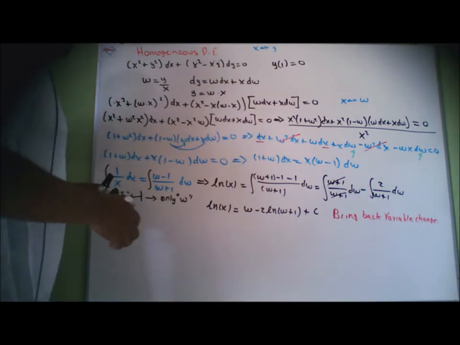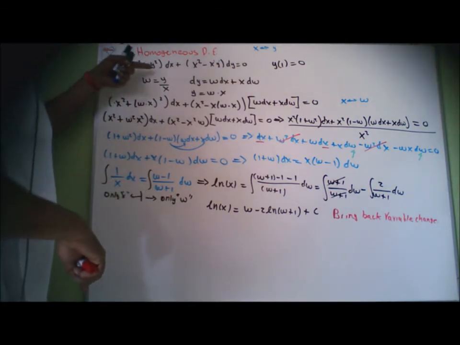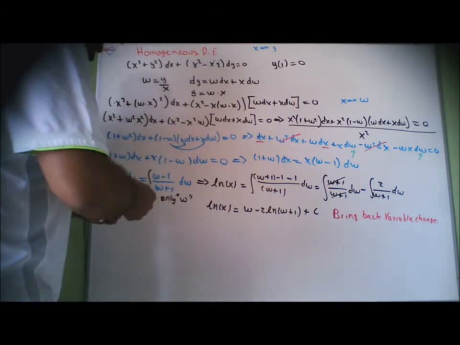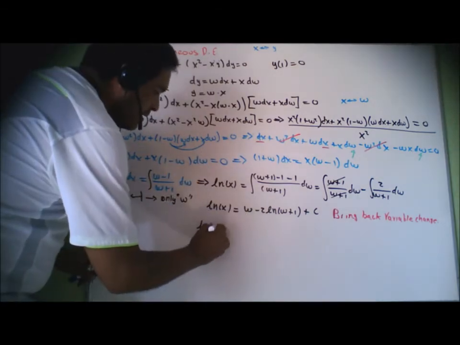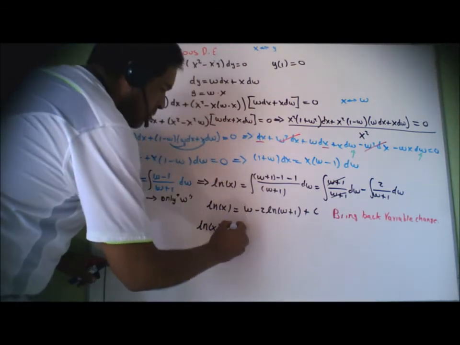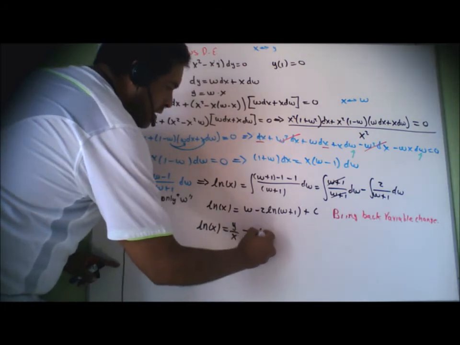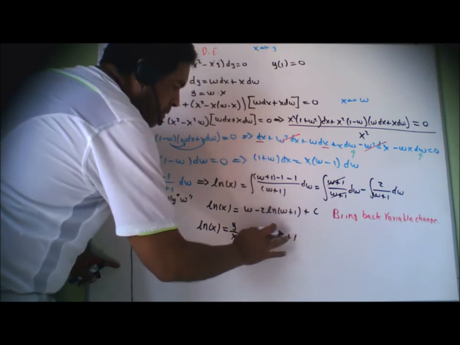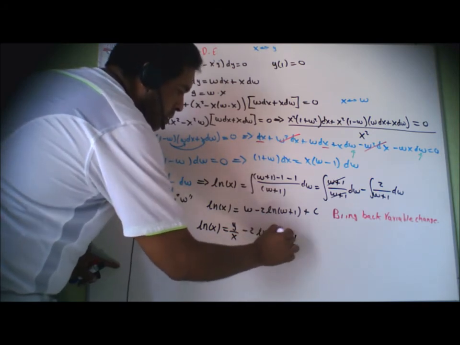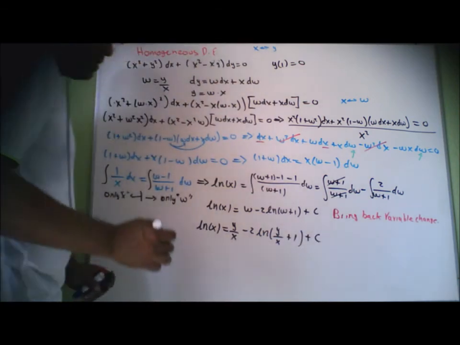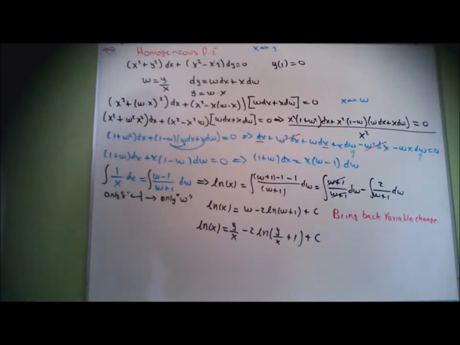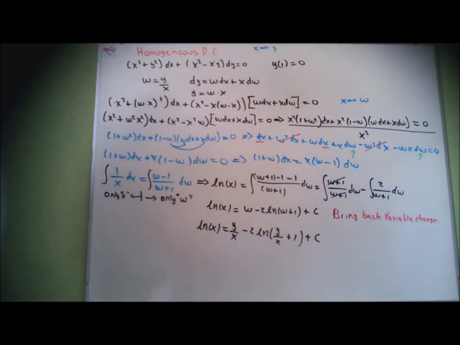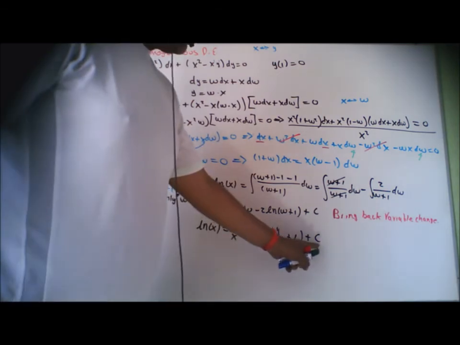So what you have to do is actually replace the value of w, y over x. So it's going to be, here is still the same, the natural logarithm of x equal to w, but w is equal to y over x minus 2 times the natural logarithm of y over x plus 1, plus the constant. So that is the implicit solution. Okay. From there, I don't think we can clear the y, so I'm going to leave it like that. But we have the constant.